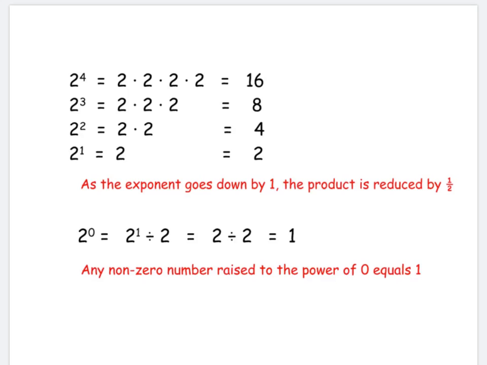and that brings us to our first property. Any number that's not 0, that's raised to the power of 0, is always equal to 1. Anything to the 0 power always equals 1.